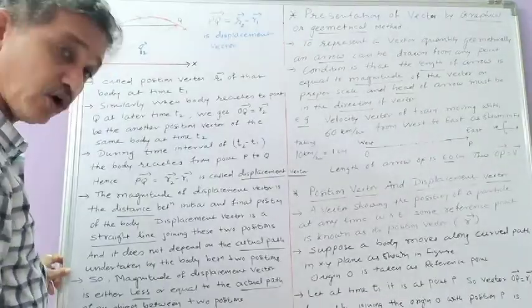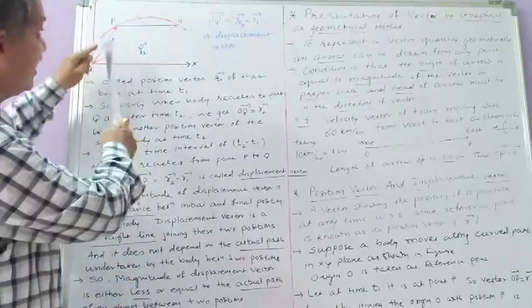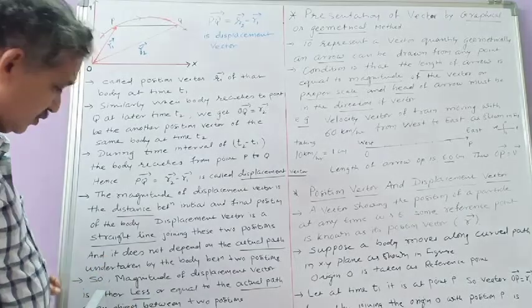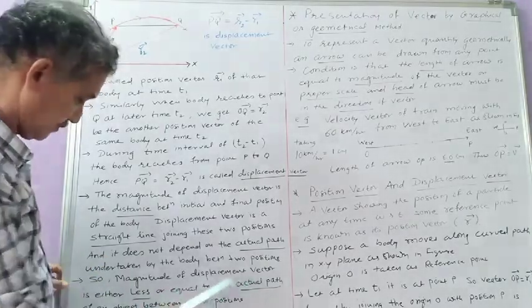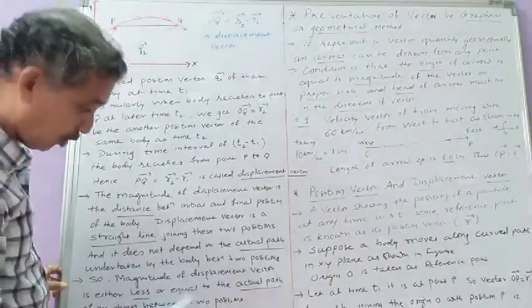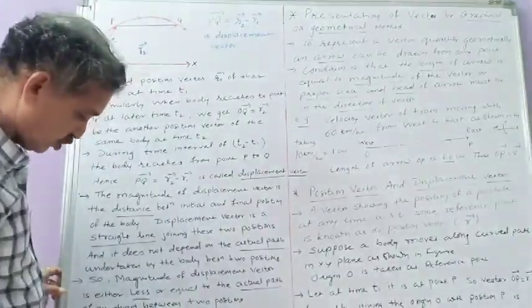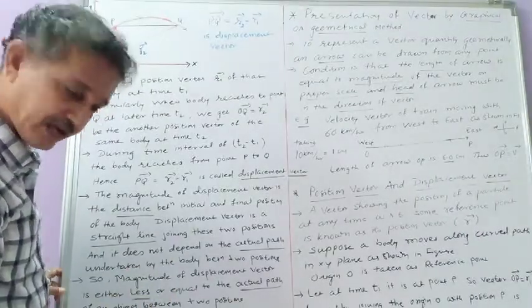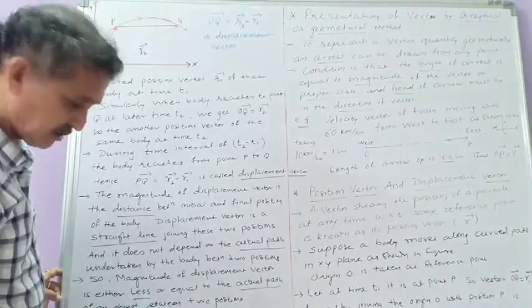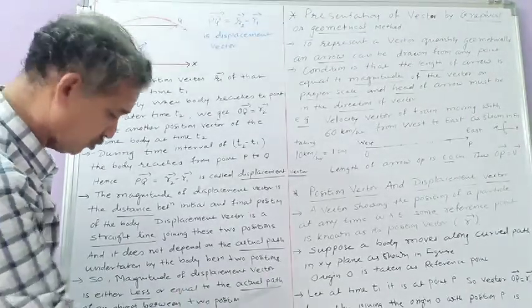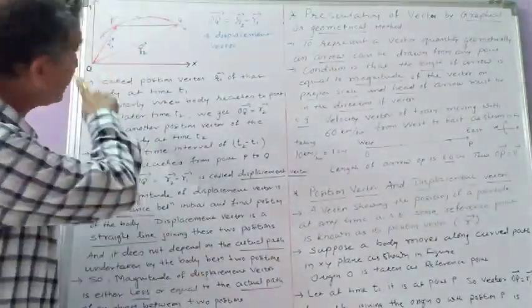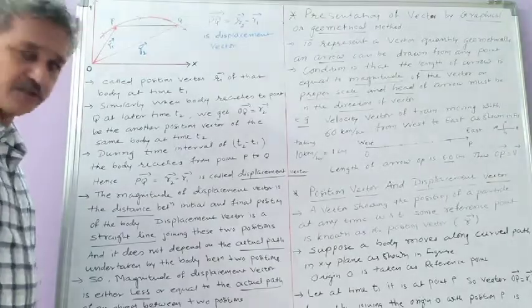That's why the magnitude of the displacement vector is either equal to the actual path or it will be less than the actual path. So the magnitude of the displacement vector is either less than or equal to the actual path of an object between two positions. Again I am repeating: the magnitude of the displacement vector is either less or equal to the actual path of an object between two positions, initial and final positions.